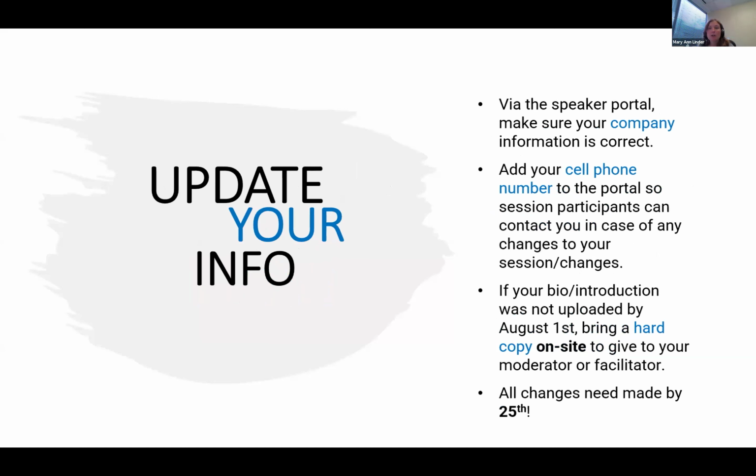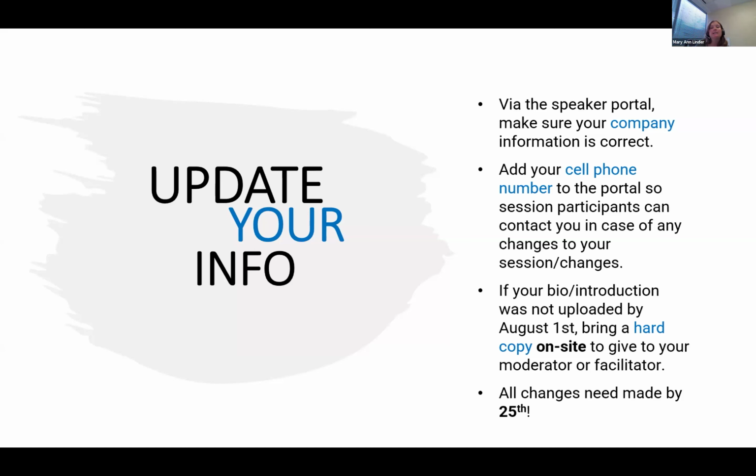We're asking that everyone, moderators, facilitators, and speakers, make sure there's a cell phone number so you can contact each other on site. You can make sure that your bio and photo are in the system. However, if this was not in there by August 1st, we did not print them. We print bios that we have by August 1st and give them to the moderators and facilitators. So if you didn't get it in by August 1st or your speaker is changing out, please just bring a hard copy with you. I do not have a printer to print them on site. So again, just write it down or bring a printed copy.